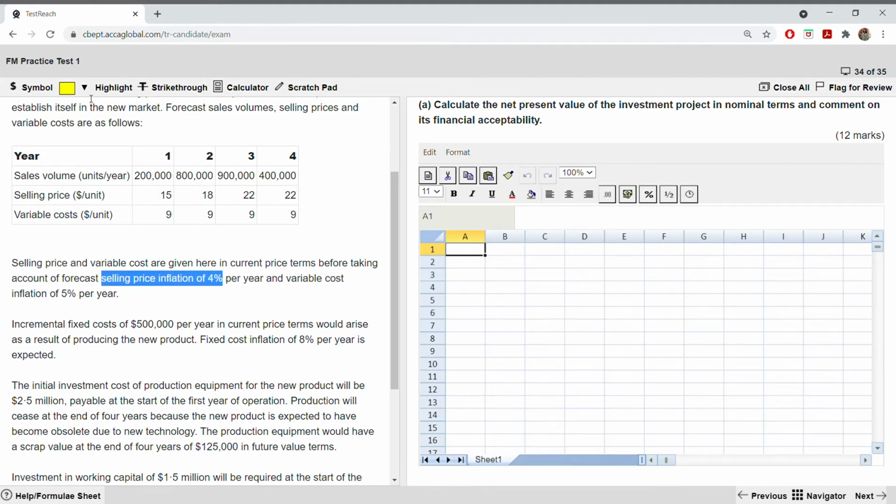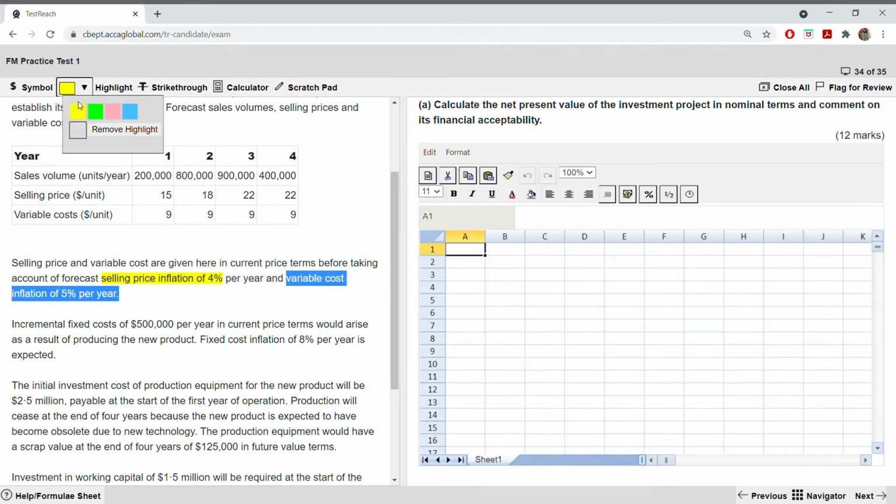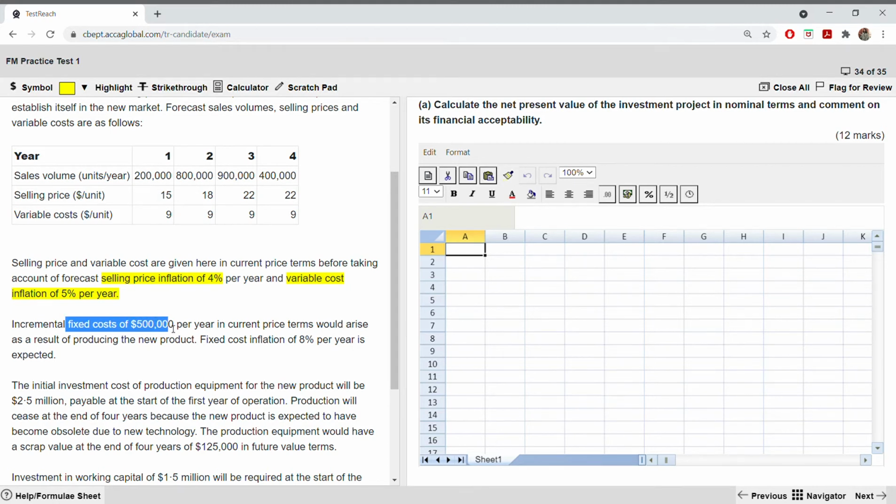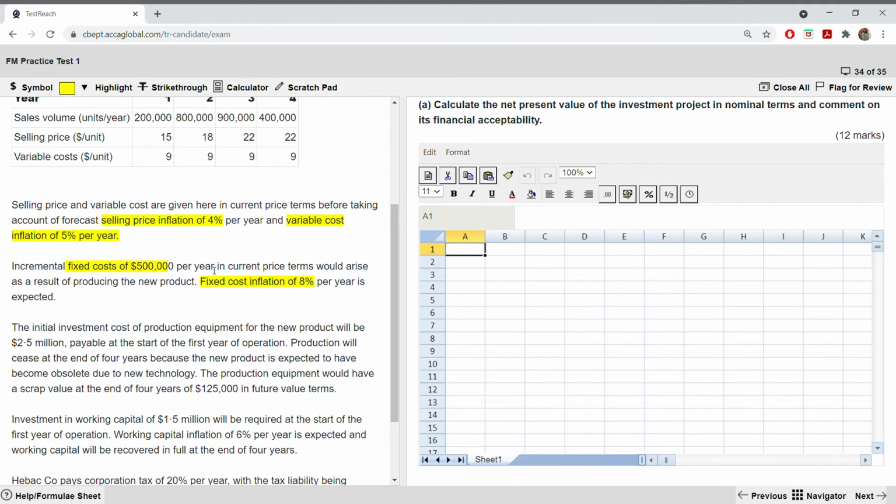4% per year. Variable cost inflation is 5% per year. Incremental fixed cost of 500 per year in current price terms would arise as a result of producing a new product. Fixed cost inflation of 8% per year is expected. So the fixed cost is this, and inflation is 8%. Just because it is a fixed cost, you cannot say you don't have to inflate. Still, inflation is there for fixed costs also, okay?